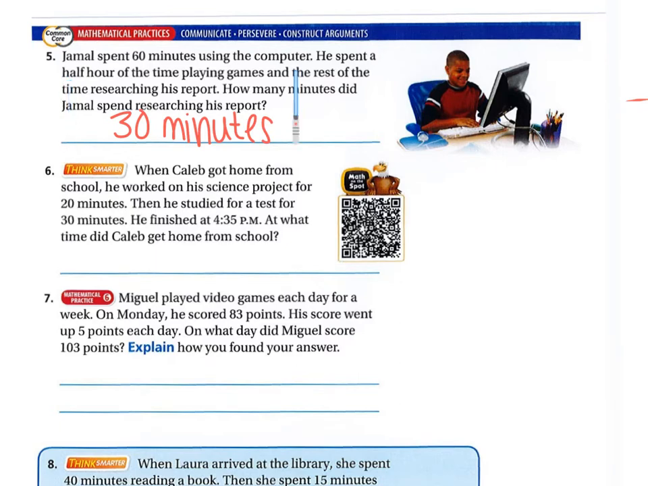It says the rest of the time he spent researching. So if we know he spent 30 minutes playing games, we know he spent 60 minutes total. 60 minus the half hour, 30. 60 minus 30 is 30 minutes. So we know he spent 30 minutes researching.